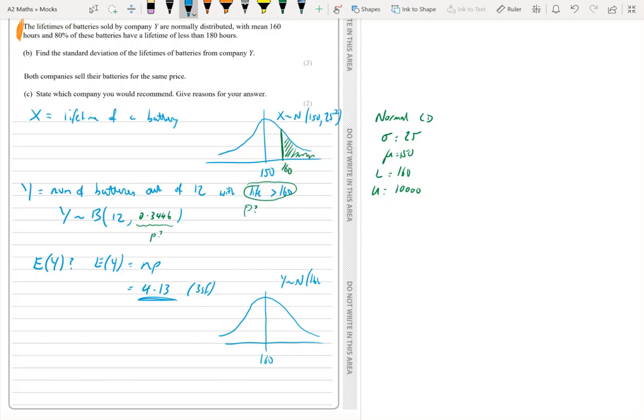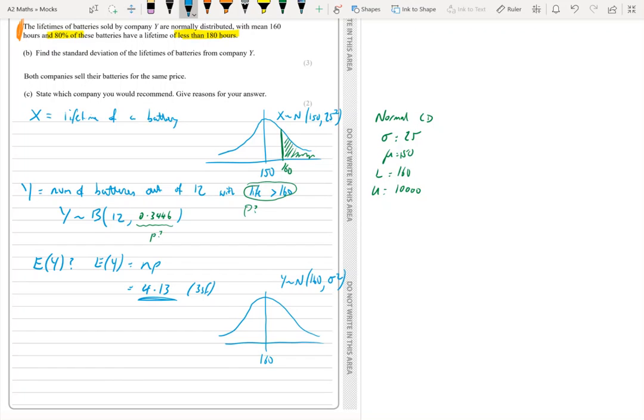But the question doesn't tell us the variance. So we're going to need what I call the underworld, the Z distribution, to figure out the variance. If you don't know the mean or you don't know the variance, you need to go down to the Z distribution. But we are told something. We're told that 80% of the batteries have a lifetime less than 180.